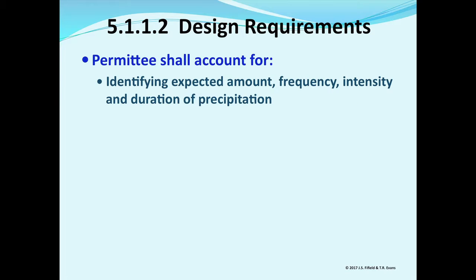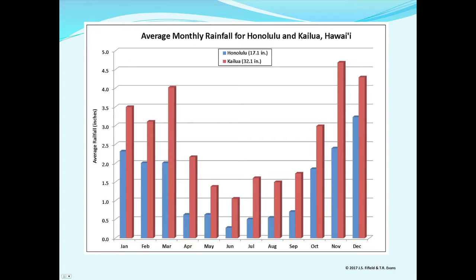Okay, permittee. Now, keywords: shall account for identifying expected amount, frequency, intensity, and duration of precipitation. Notice all of them: amount, frequency, 2-year, 24-hour, 100-year, 24-hour, how much rainfall, inches per hour, and duration of it. You got to do hydrology. Every designer must do hydrology if you're going to be doing these right.